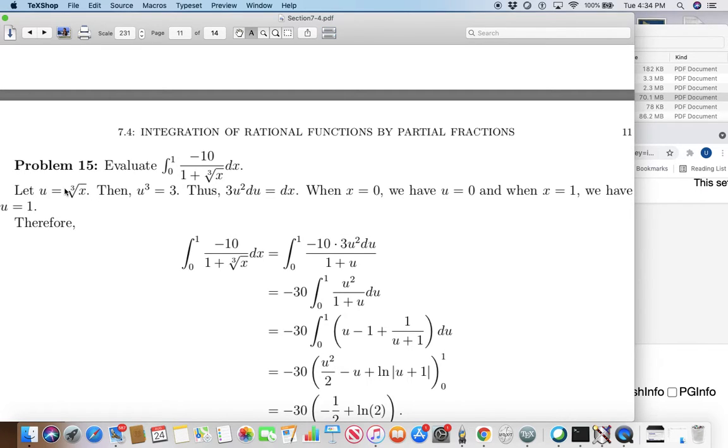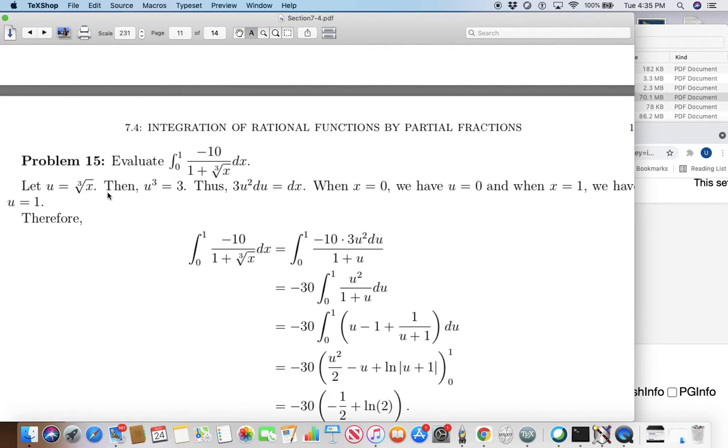What does that mean? u to the power 3 is x. Which tells us 3u squared du is dx. So dx is 3u squared du. When x is 0, u is 0. When x is 1, u is 1.